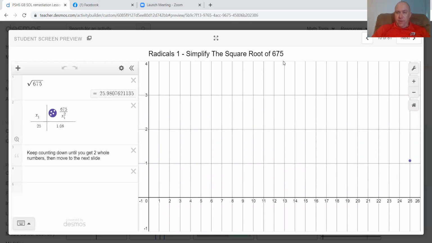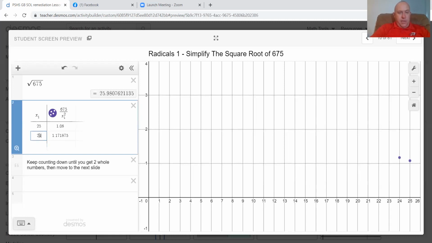Radicals. We did this one fairly recently towards the end, so this is really just a recap. Simplify the square root of 675. You type in the question to get a decimal, and then this is where we're using the table. So you would click on plus, you click on table, and then you change y1 to the number inside the square root divided by x1 squared. And then you would start from this number here, 25. And it says keep counting down until you get two whole numbers.